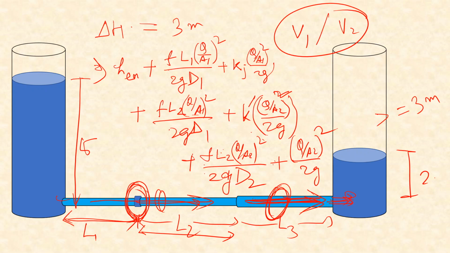So now we have one equation and only one unknown. This is equal to 3 meter. So by solving this equation you can find q directly, and you can also find the velocities in this pipe and also this pipe by dividing by their respective areas. So that's how we are going to solve this kind of problem.